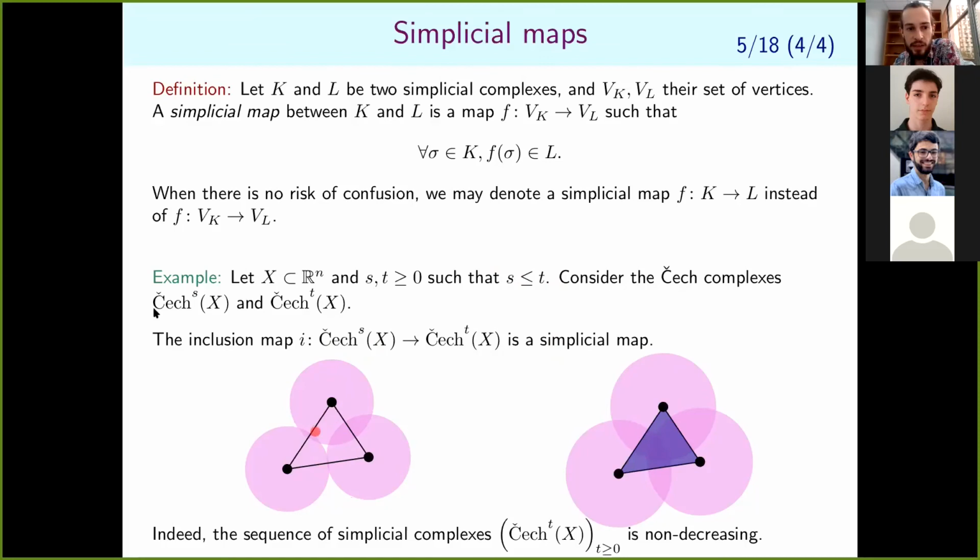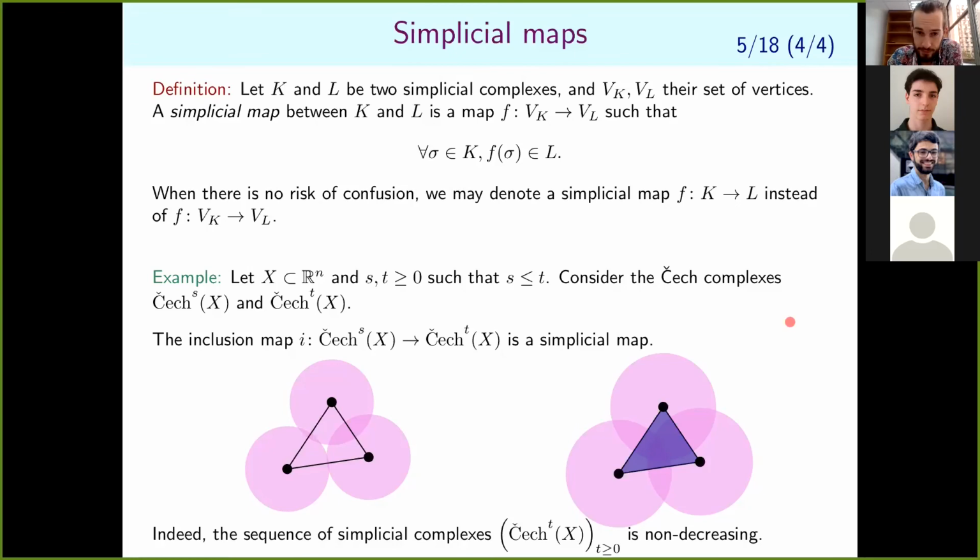And for the inclusion, you map 1 to 1, 0 to 0, and 2 to 2. This map is a simplicial map. Okay? Really, this is because if I have S lower than T, then Čech S is included in Čech T. Okay? And the inclusion map always is a simplicial map between simplicial complexes. Okay. Nice. We have simplicial maps.